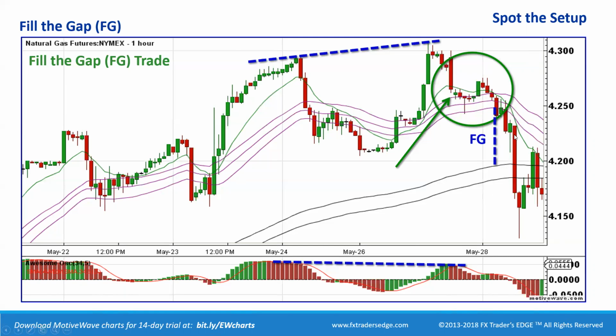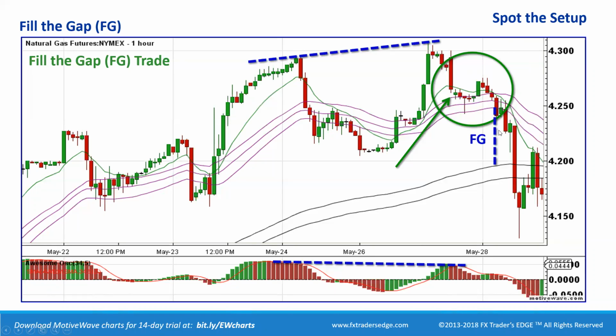In this case, price extended past the tunnel, and we usually see that. We usually see price extending past the tunnel. Not always, but a lot of the time we do. So that's your fill the gap. And I love this trade.